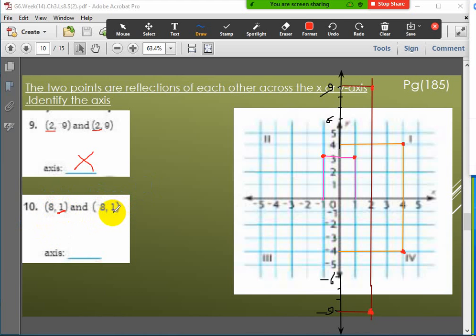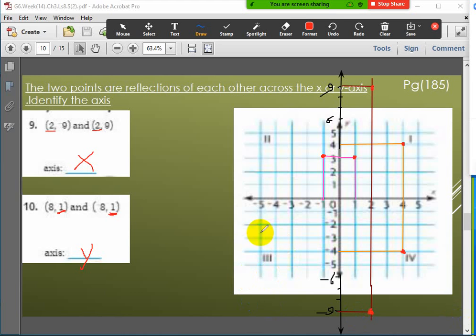It's 1 and 1. It is y, not x, it is y. The y is the same and the x is the opposite. That means what? Which coordinate, which axis is the line of symmetry? Y, very good. The y is the line of symmetry. Thank you, Rina.